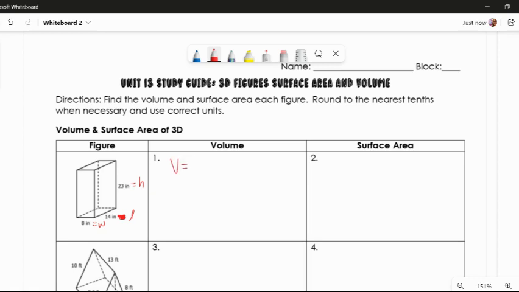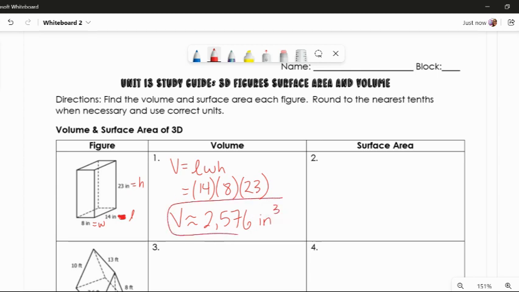Volume, the formula from my formula chart, is length times width times height. I just found all of those. So if I plug them in, it's 14 times my width, which is 8, and my height, which is 23. And when I multiply that on my Desmos calculator, I get that my volume is approximately 2,576. And it's inches, because my units are inches, volume is cubic inches. Final answer.